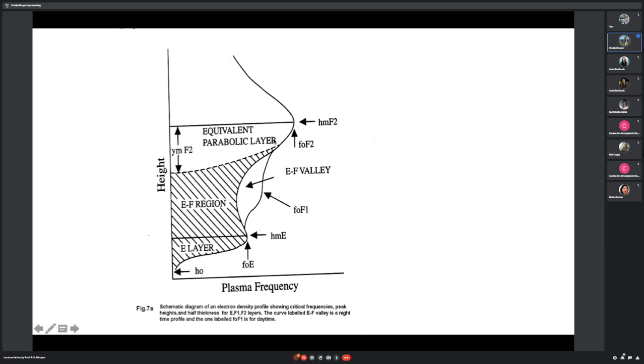So that is Z. Now, this half thickness, you fit a parabolic curve to this variation. Normally it appears to be similar to a parabola. It may not always be true, but it will more or less fit a parabola or parabolic curve. So half width means from here to here and from here to here. So this term is YMF2.